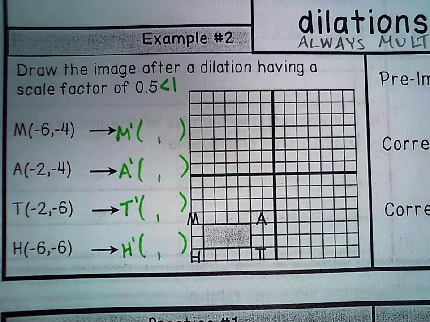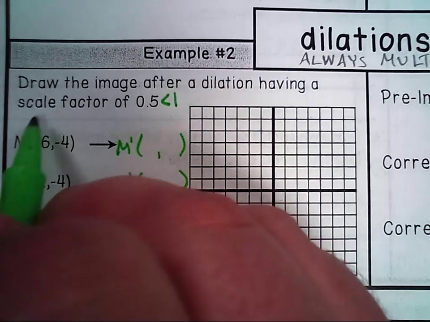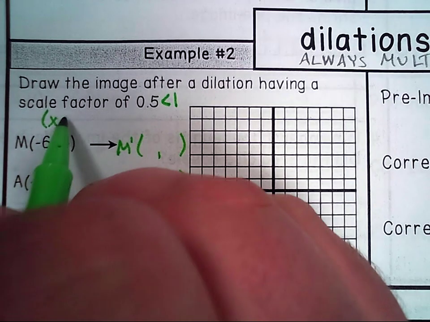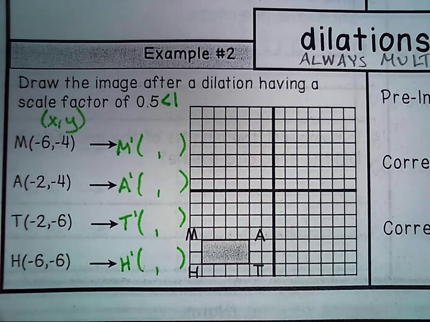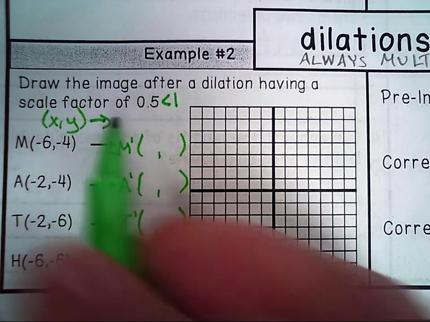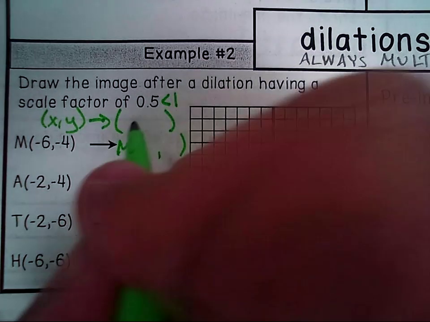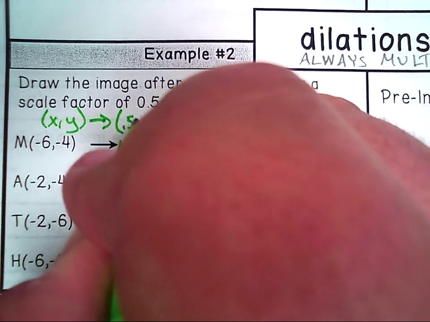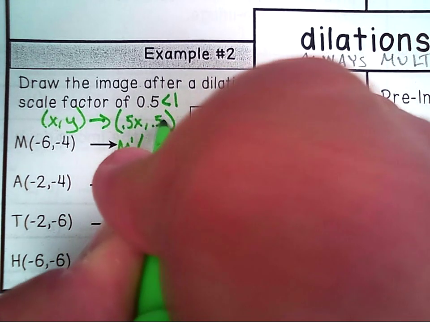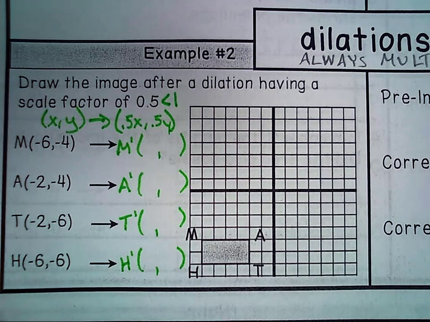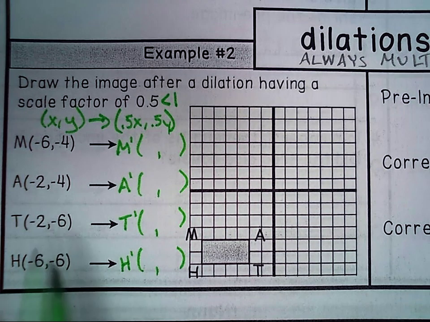So here's what we're doing here. We're going to write our algebraic representation. It's going to be x comma y. Again, we always start with x, y. And then it goes to, okay, we have a scale factor of 0.5, so we're going to put 0.5x comma 0.5y. Now all we're going to do is multiply 0.5 times each one of these.